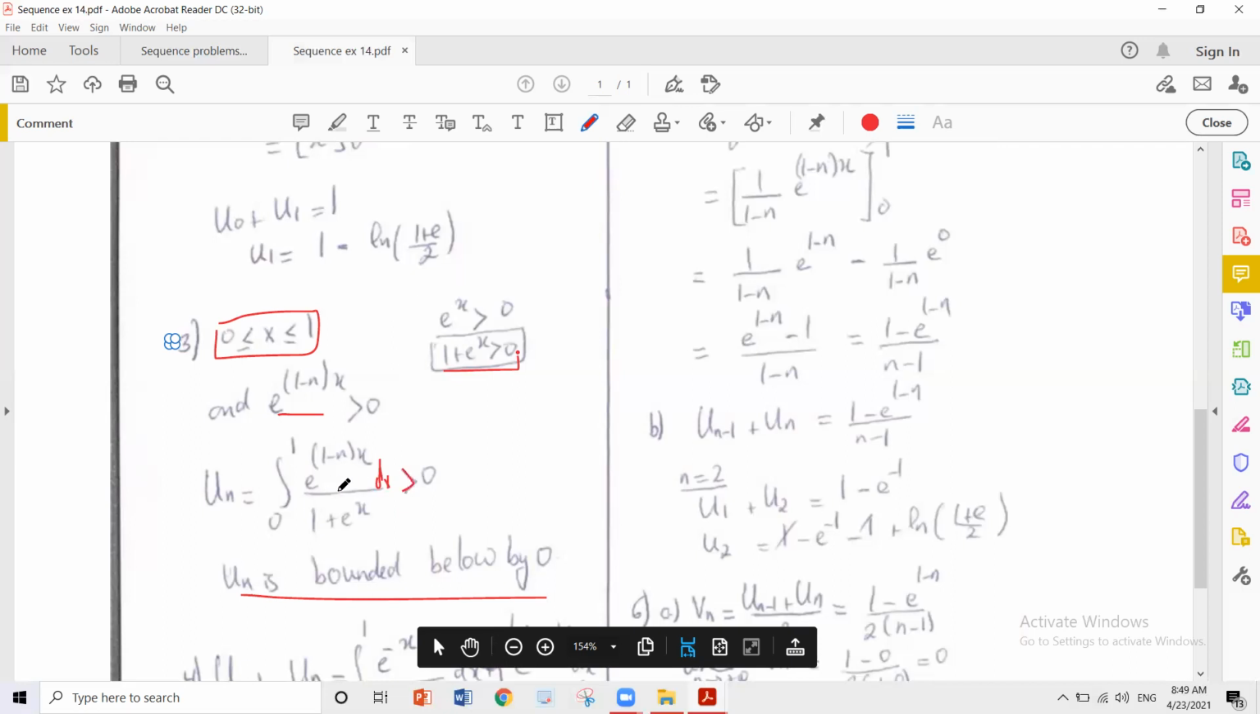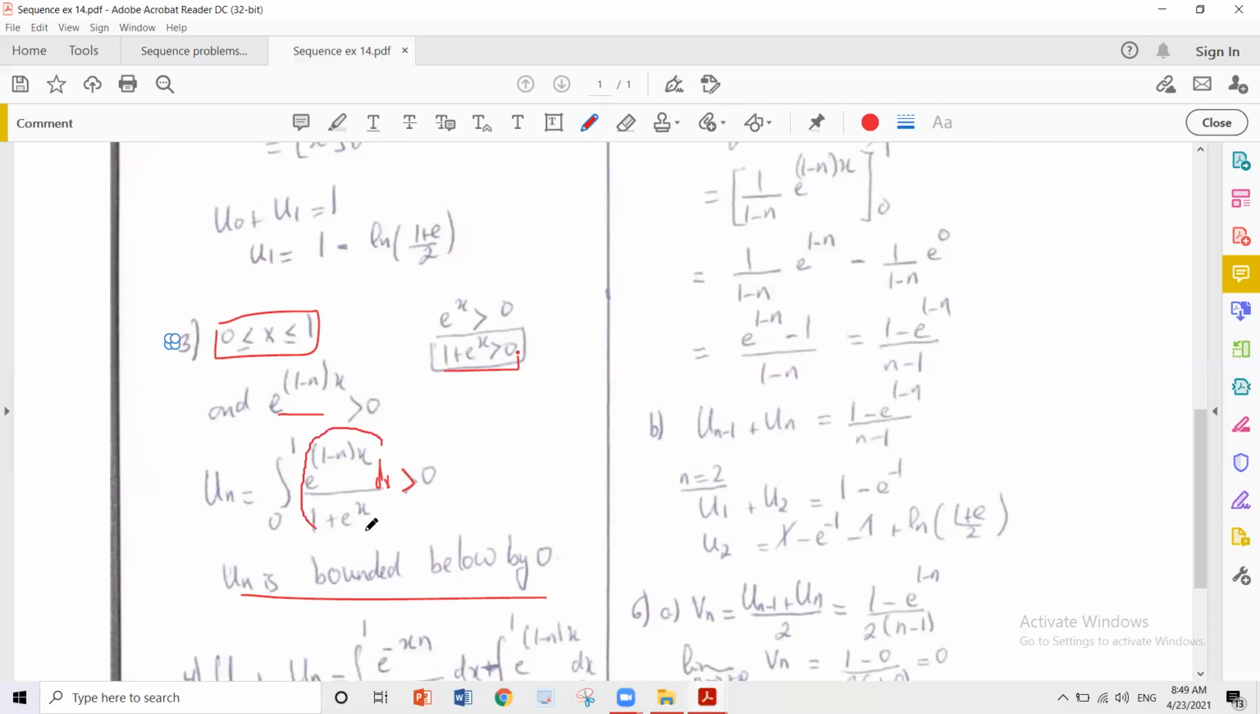So this is un. To prove that it is greater than 0, I have to prove the integrated function is positive. e to the 1 minus nx is positive for every x. e to the x is positive. 1 plus e to the x is positive. All this function is positive, so the integral of this function is positive.